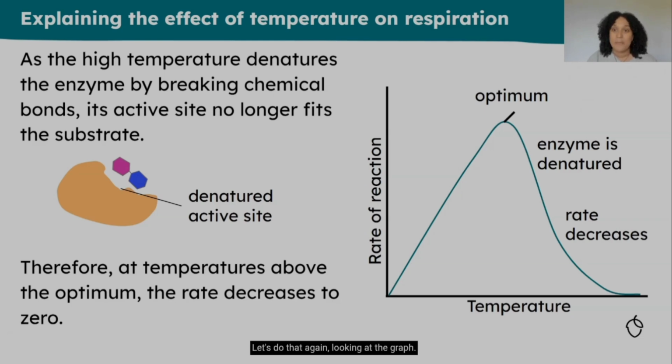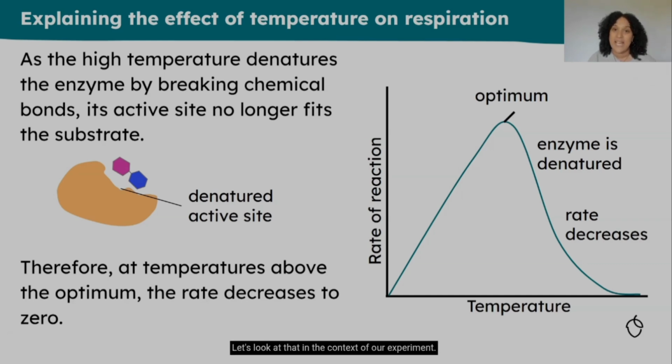Let's do that again looking at the graph. So we can see at the beginning of the graph, as temperature increases, the rate of reaction increases. We get to a point on the graph which is the optimum temperature for the enzyme to function. After the optimum temperature, as the temperature increases past the optimum, the rate of reaction starts to decrease, and this is because the enzyme has been denatured by the high temperatures.